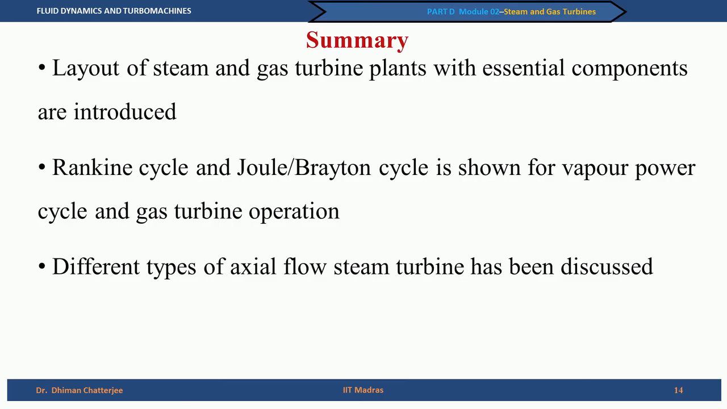We talked about different types of axial flow steam turbines. We started with a description of a simple impulse turbine. We talked about the problems associated with a simple impulse turbine in the form of very high speed, giving rise to a large exit kinetic energy loss. Then we talked about the compoundings: the pressure compounding, velocity compounding and pressure velocity compounding, and then we talked about the reaction turbines.